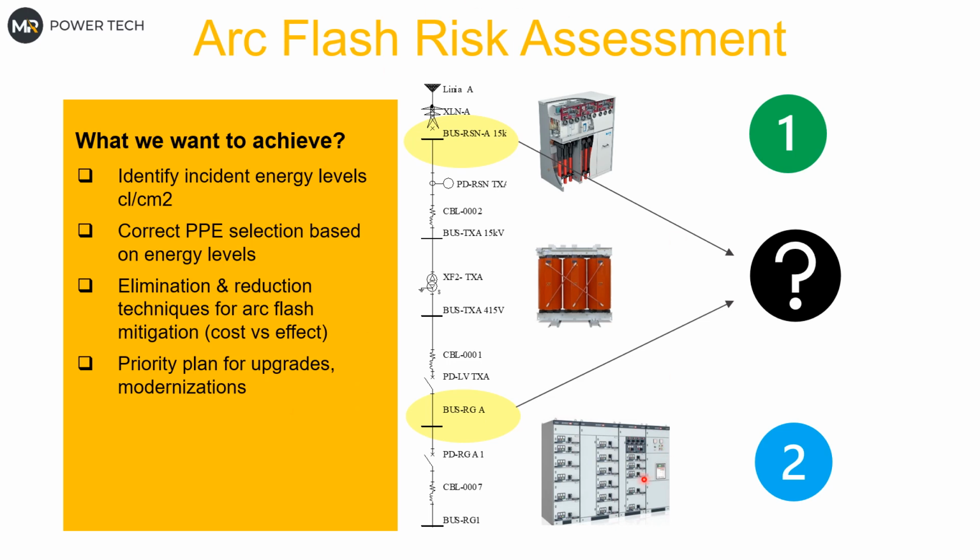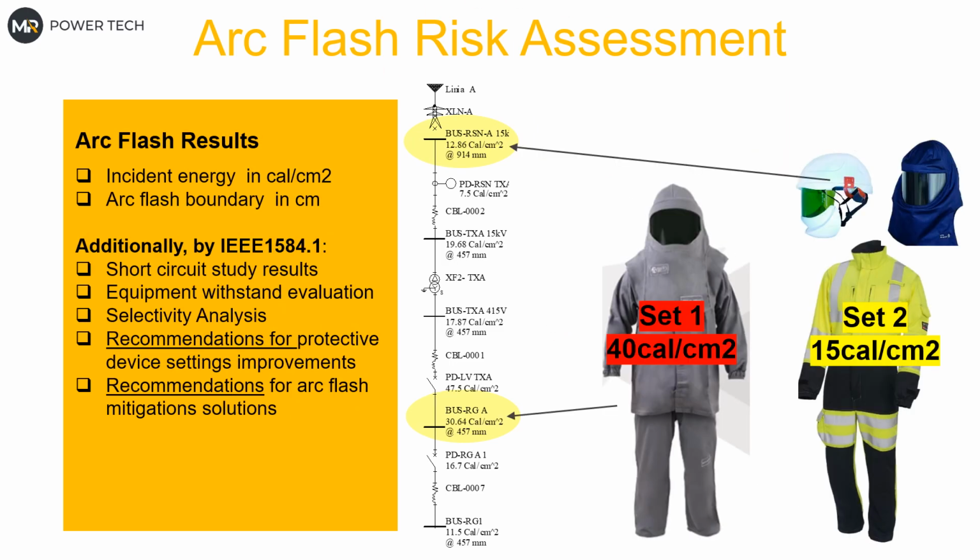So we have a system like this, and this is a real project. We would like to select PPE, so we did the calculation, and we know that it's 12.8 calories here. So we would like to select the set 1, 15 calories per square centimeter, and usually it comes with the arc flash hood above 12 calories. And here at set 1 it was 40 calories at low voltage.